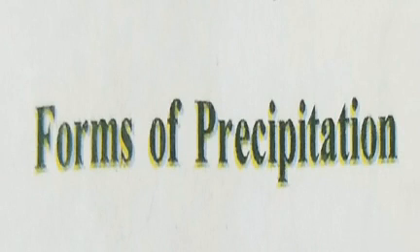Forms of precipitation. So we will see what the forms of precipitation are. Rainfall is the most common form of precipitation. It means the water vapor turns into droplets and becomes precipitation. So the most common form of precipitation is what? Rainfall.